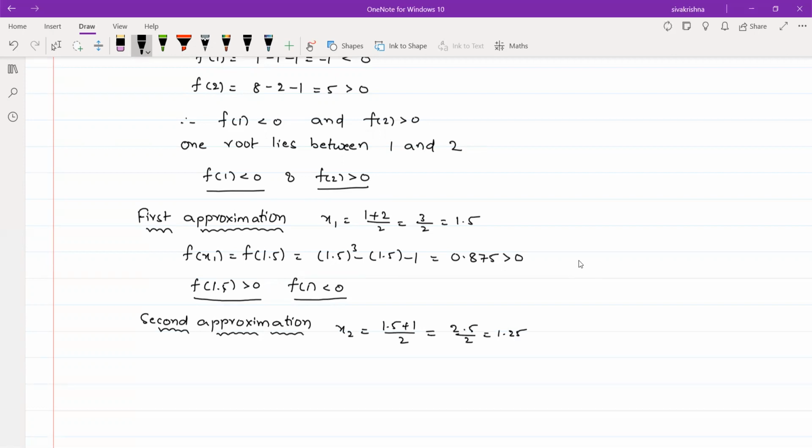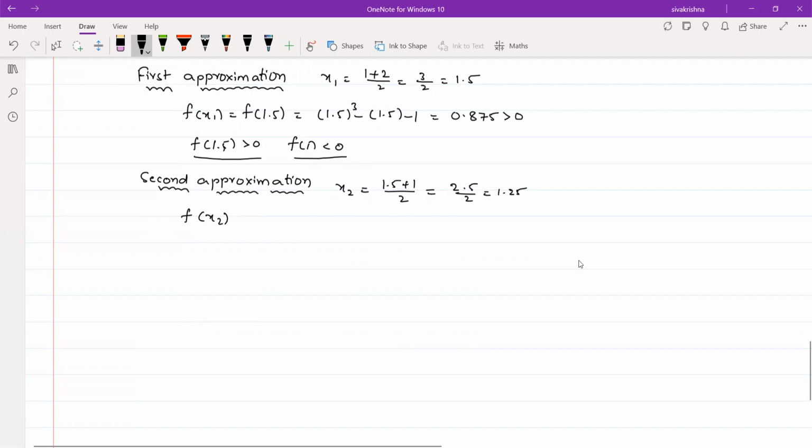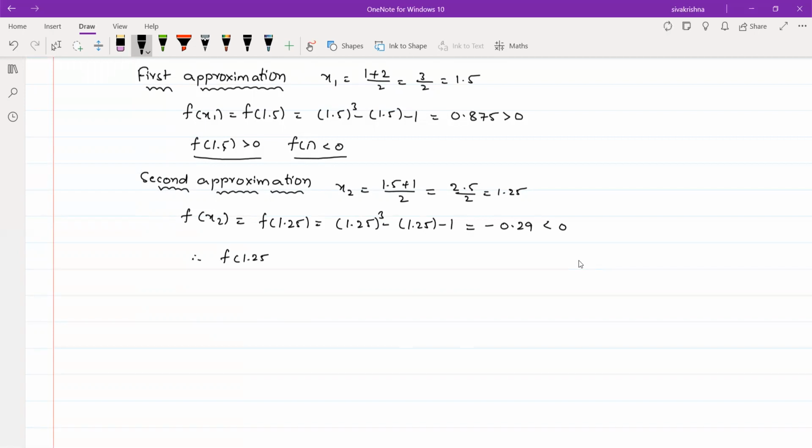Immediately after getting x2, once again we have to find f of x2. So now I am going to find f of x2. It means we have to substitute 1.25 in the given equation, so that is 1.25 whole cube minus 1.25 minus 1. On simplification, we get minus 0.29. So this is approximately equal to minus 0.29, which is less than 0. Therefore, the sign of f of 1.25 is less than 0.